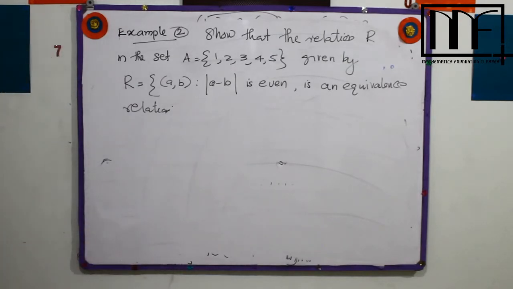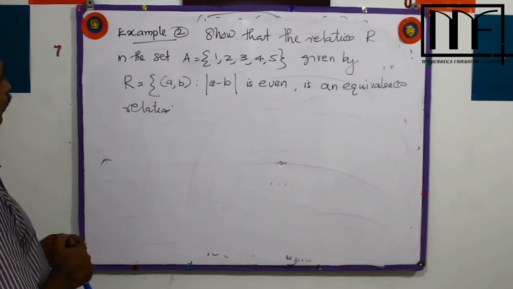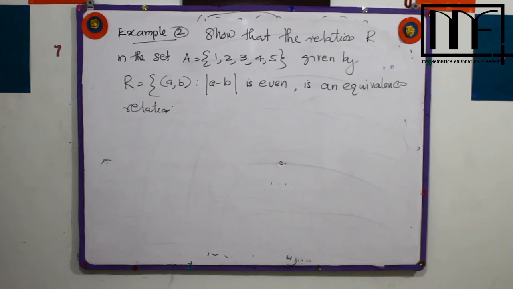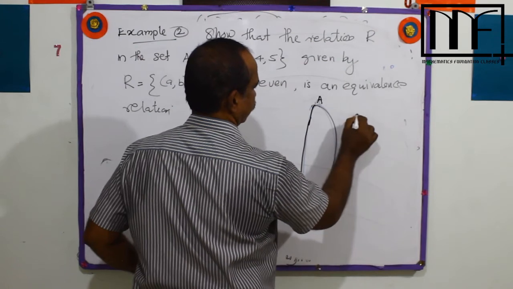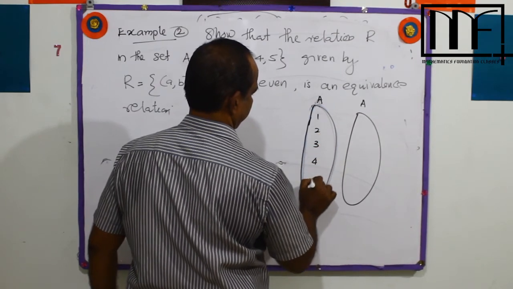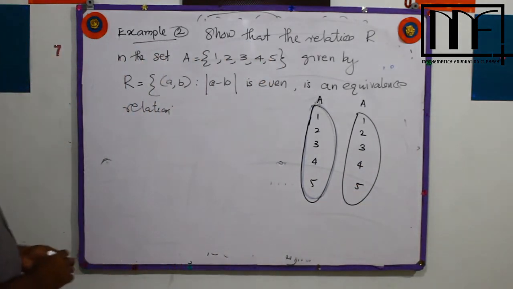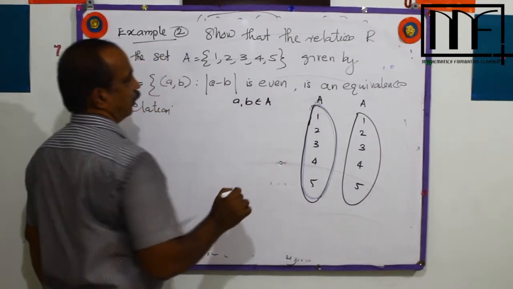Once again, show that the relation R in the set A equal to {1, 2, 3, 4, 5}, given by R equal to the ordered pairs (a, b) such that a minus b is even, is an equivalence relation from A to A. So we need to find the ordered pairs where a minus b is even, where a and b are both elements of A.